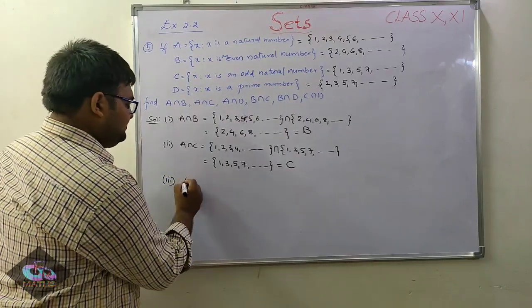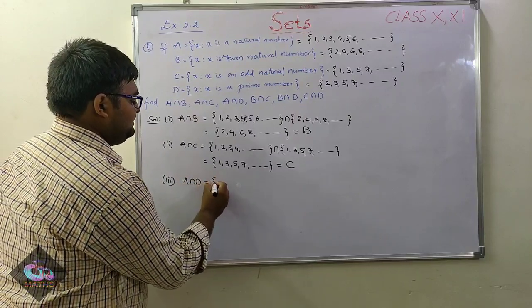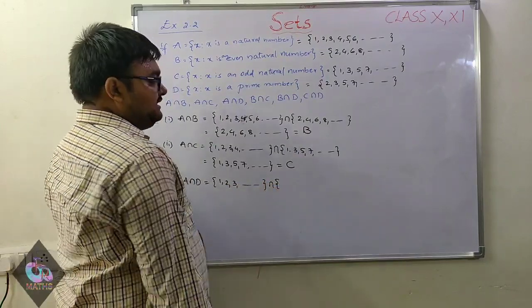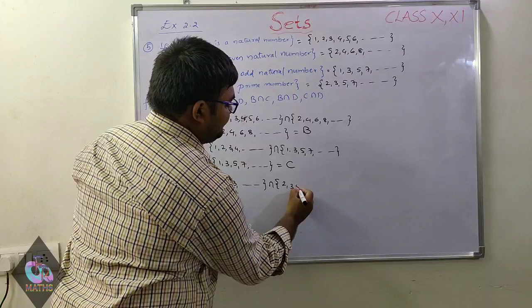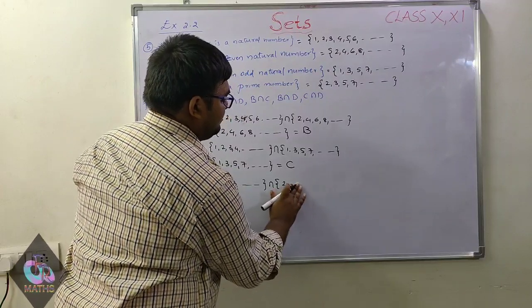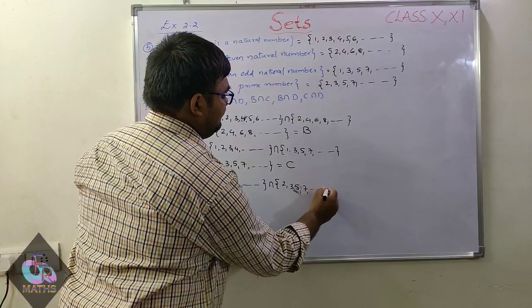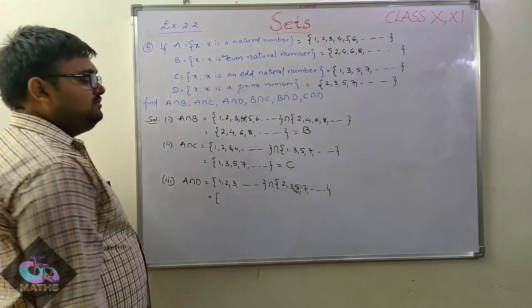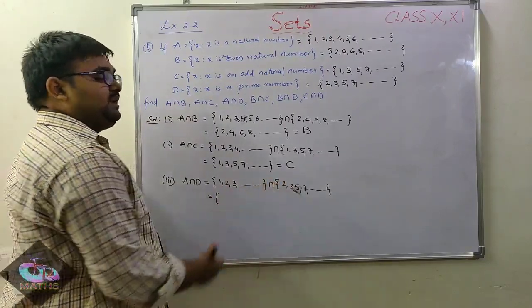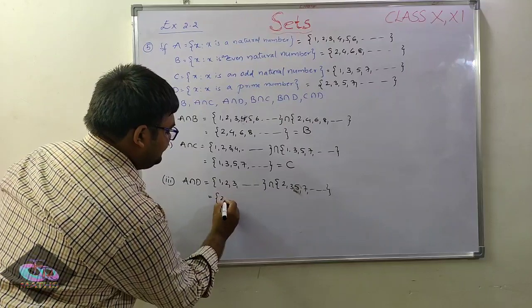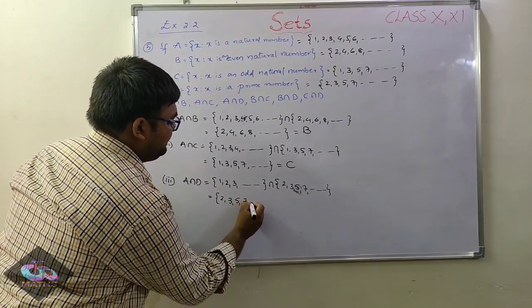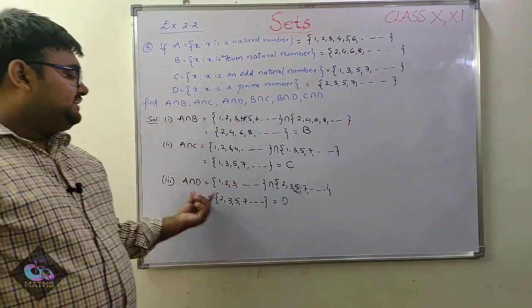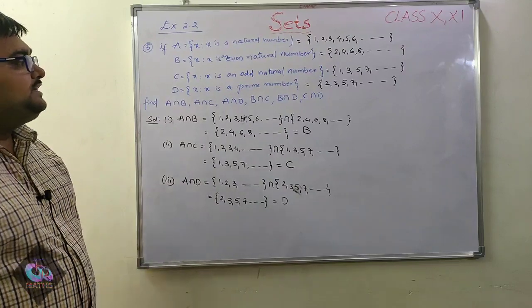So what is the third question? A intersection D. A intersection D means you will be taking the natural numbers intersection the set of prime numbers. So what are the prime numbers here? 2, 3, 5, 7 and so on. If you take the intersection of this, then I am going to have the set of prime numbers as the intersection, which is nothing but 2, 3, 5, 7 and so on, which is nothing but my set D. So if you take A intersection D, it is nothing but equal to D.